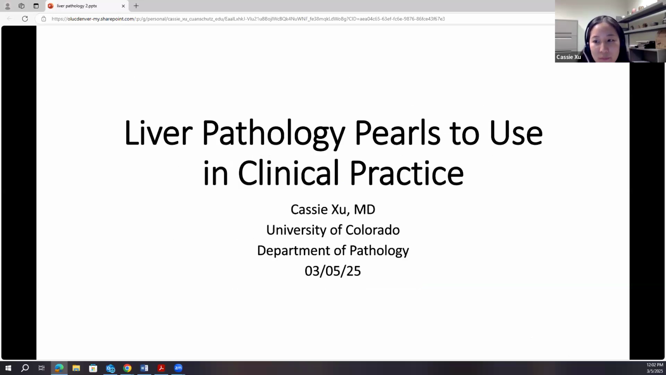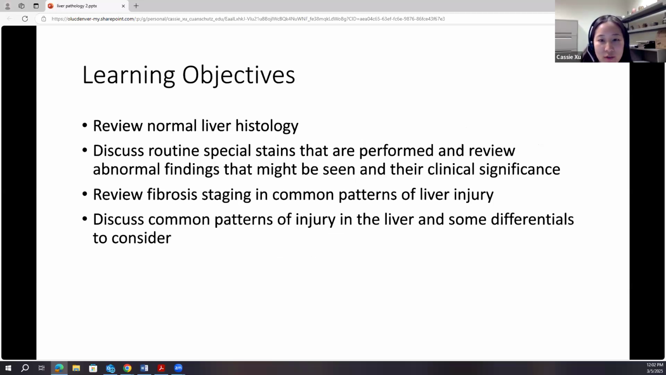So today we'll be talking about liver pathology pearls to use in clinical practice. Our learning objectives for today are to, one, start by reviewing normal histology, discuss the routine special stains that we do on our medical liver biopsies, what we're looking for on each stain and what the abnormal findings mean, and the differentials that we have for these findings. We'll also review fibrosis staging and common patterns of liver injury that we see in practice, and then talk about some differentials that we should consider when we see these patterns.